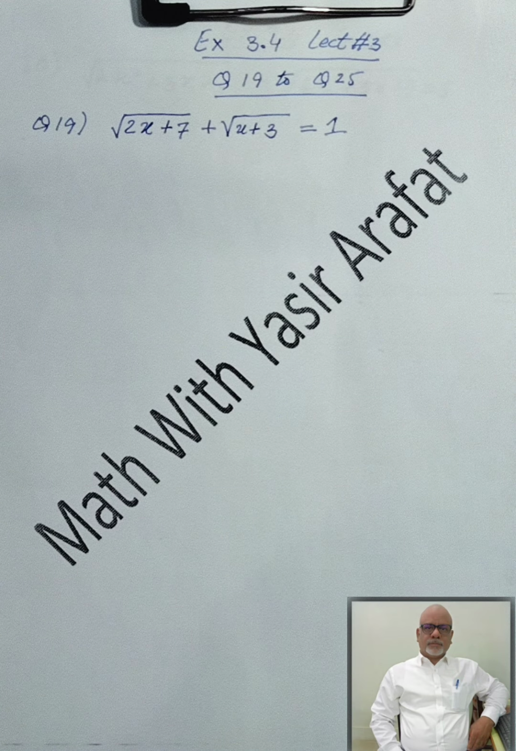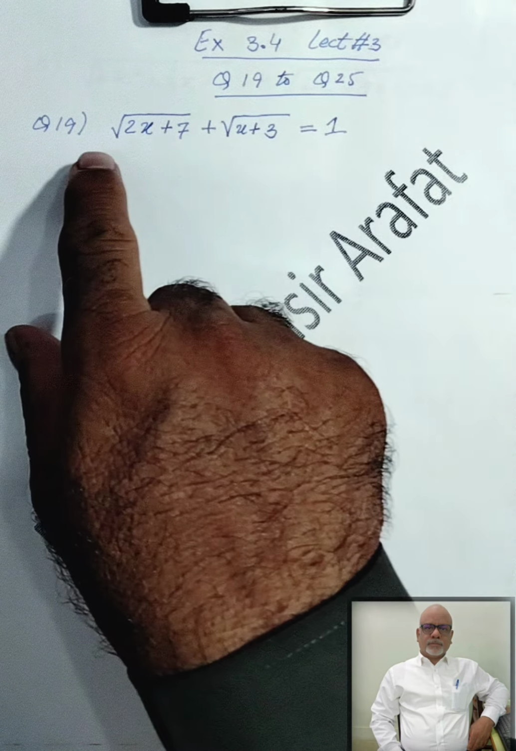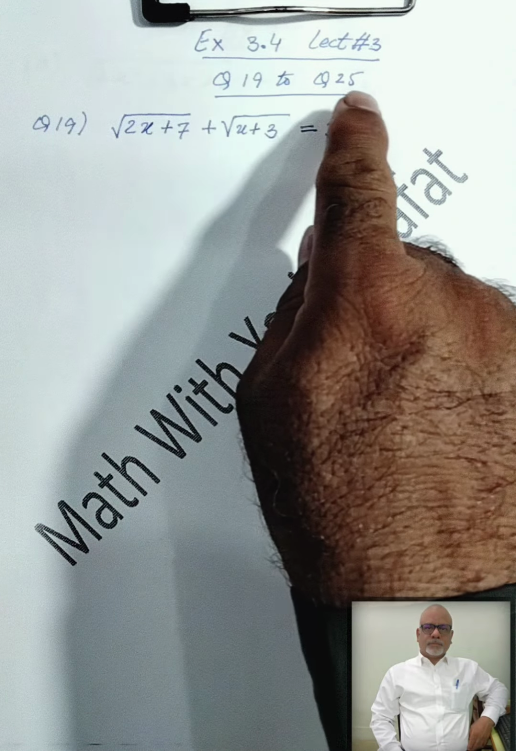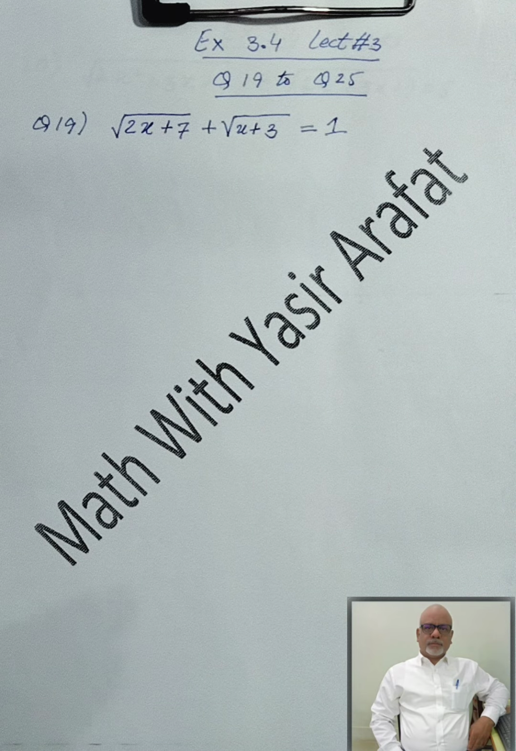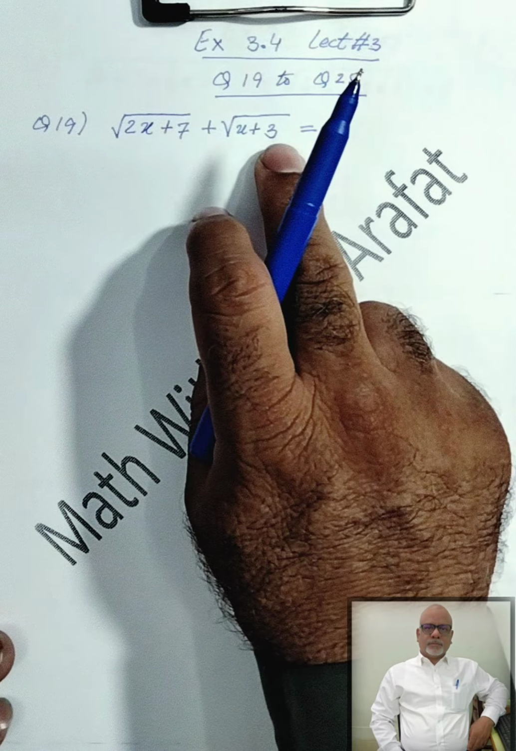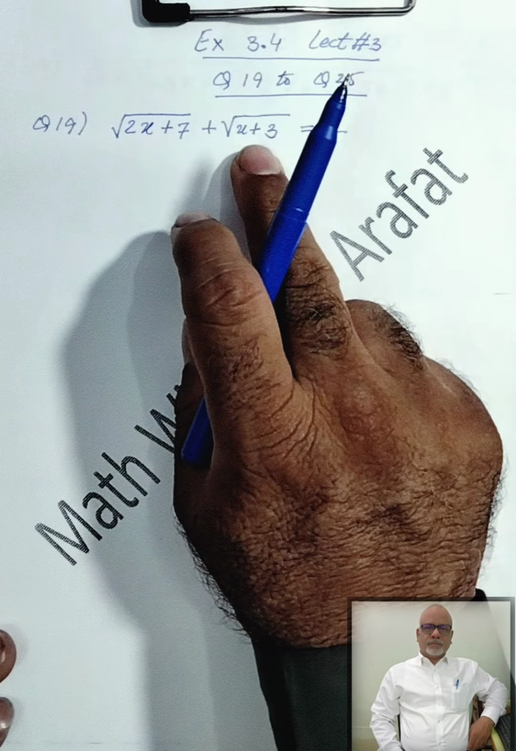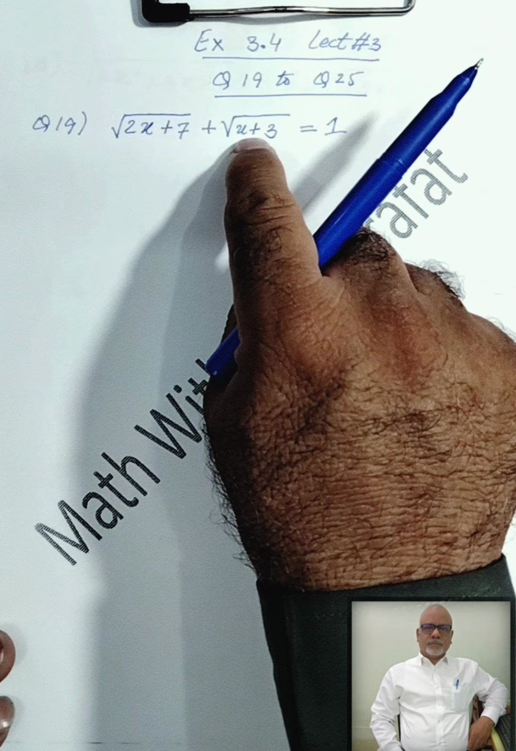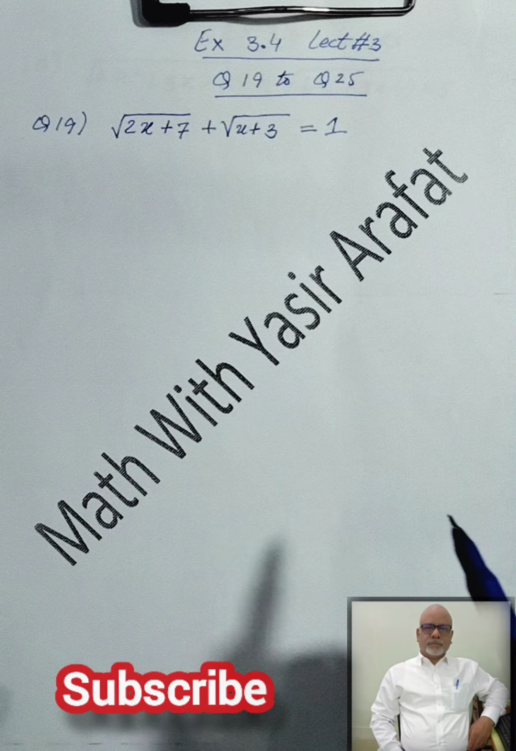Now, dear students, the last method we are going to discuss is of exercise 3.4, question number 19 to question number 21, almost we have the similarity here. So these are the radical equations. What are the radical equations? Radical equations are those equations in which at least one radical is involved. So those type of equations are called radical equations.